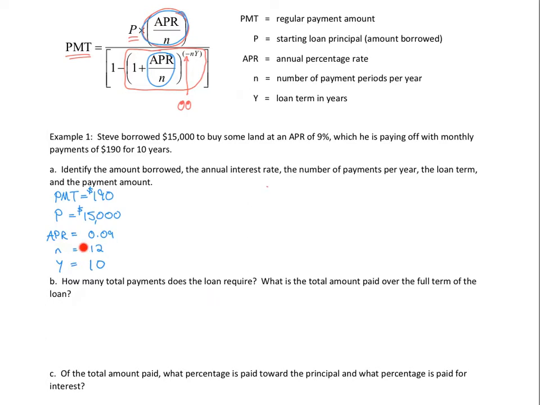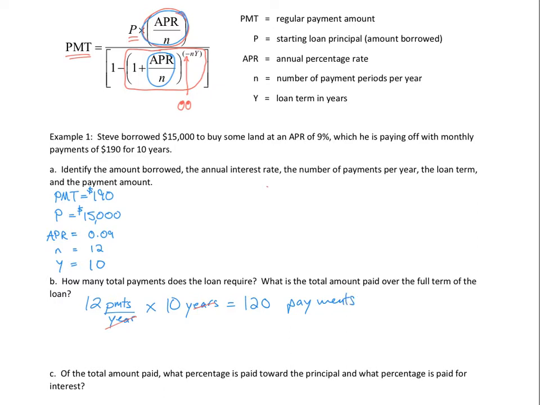Steve would be making 12 payments per year for 10 years. So to figure that out, we just have to multiply 12 payments per year times 10 years. And look at that. Our fraction's coming back. The years cancel, leaving us with 120 payments.